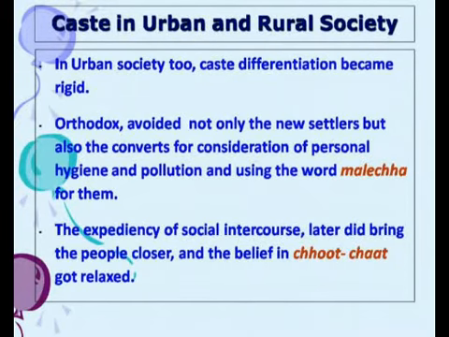So, with the emergence of the new group or caste of untouchables, there had come into existence rigid norms of pollution and purity. Now, caste in urban and rural society. In the urban society too, caste differentiation during this period became rigid. The orthodox avoided not only the new settlers but also the converts, for consideration of personal hygiene and pollution, as indicated by the use of the word mlech for the new settlers. Within the structured society, the caste barrier too became rigid as a safety cover against conversion to Islam.